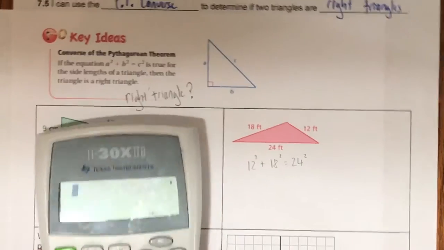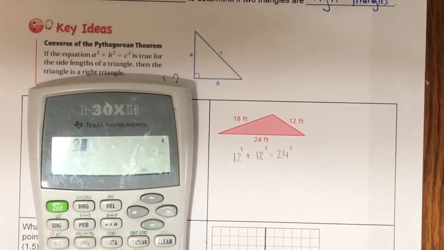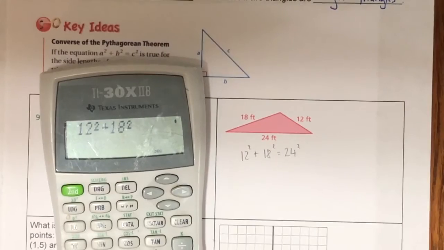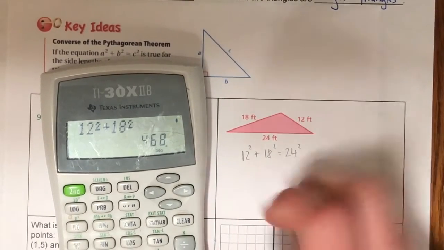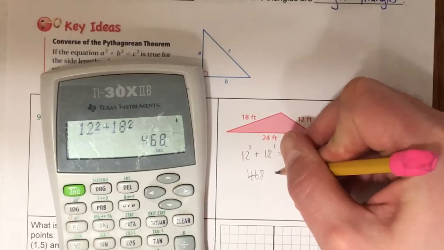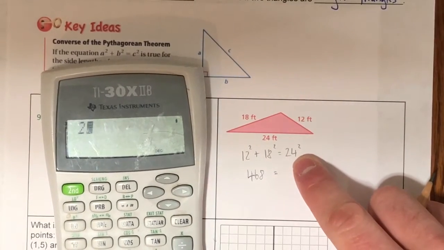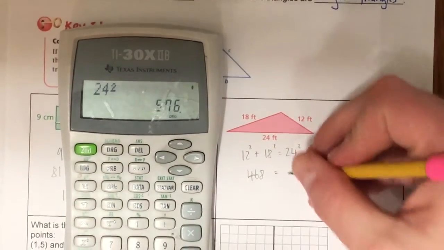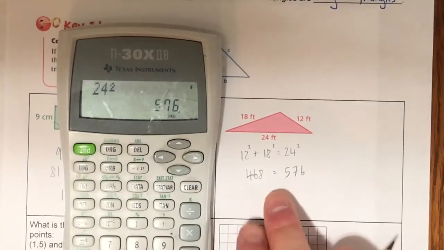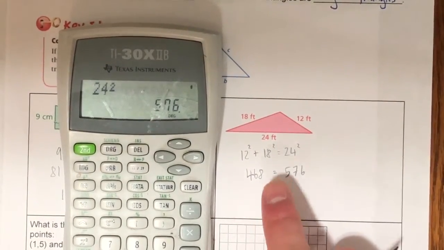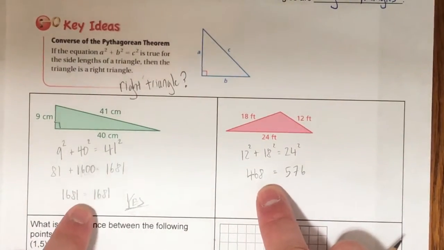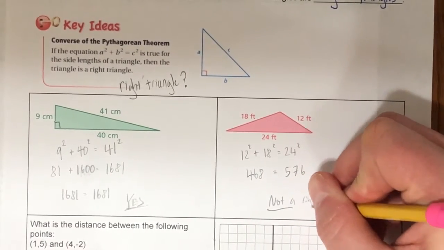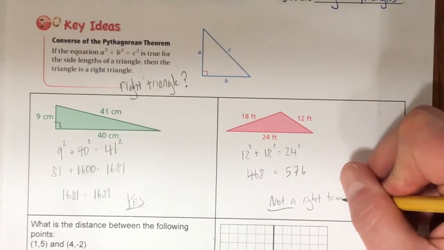Now I'm going to go to my calculator and punch this in. 12 squared plus 18 squared, I'm going to do that in one step here. So this side adds up to 468. And over here I have 24 squared, so I'm going to use my calculator here. 24 squared is 576. And this is a false statement. This is not true, unlike the last one. So this is not a right triangle. There is no right angle in this triangle.